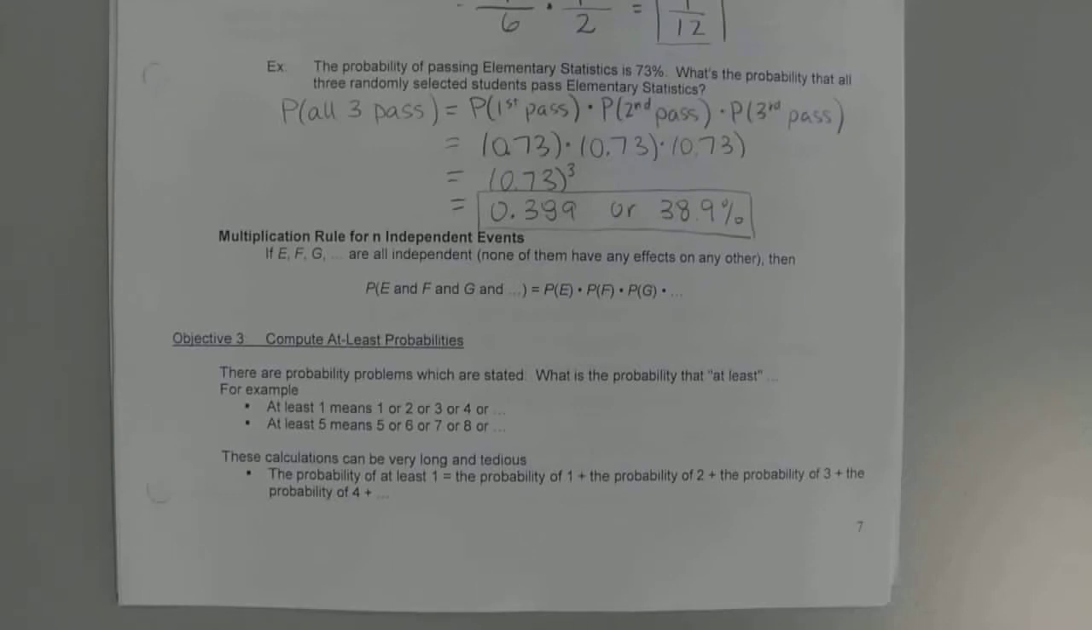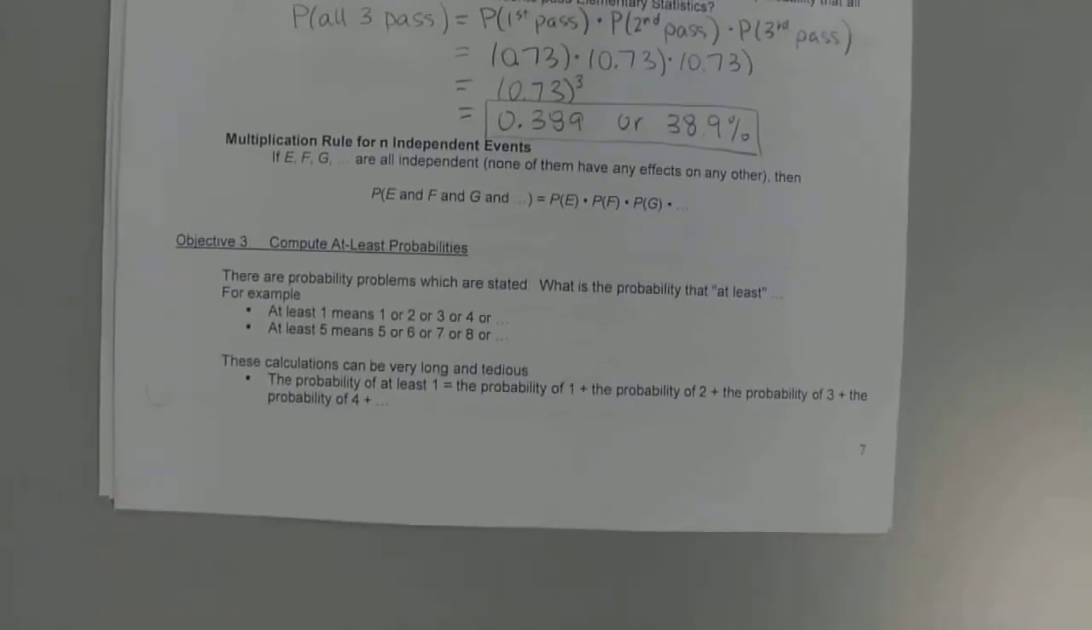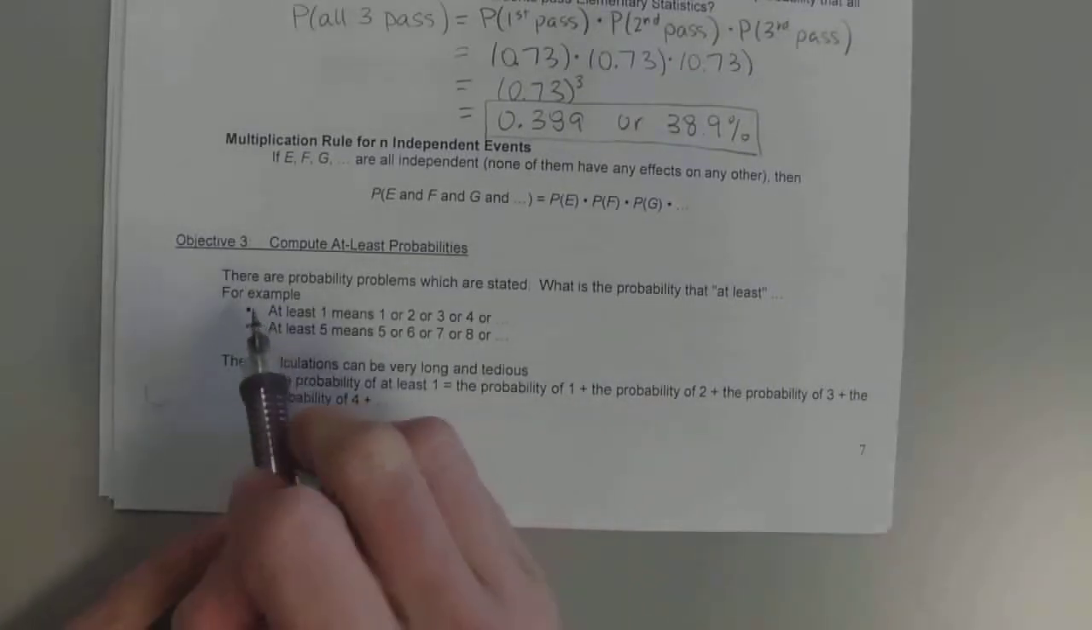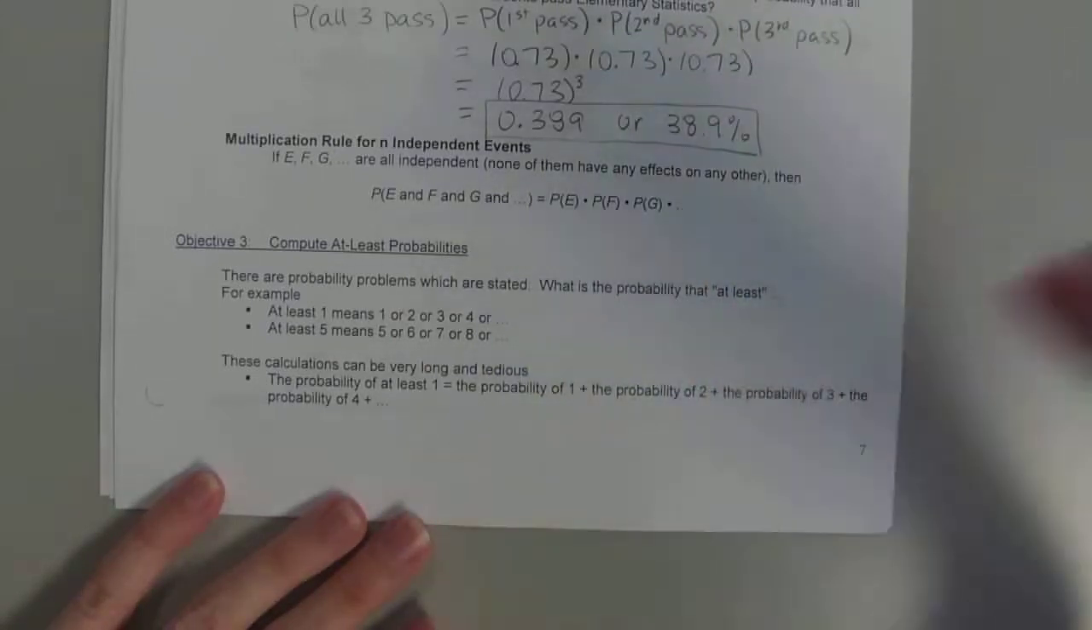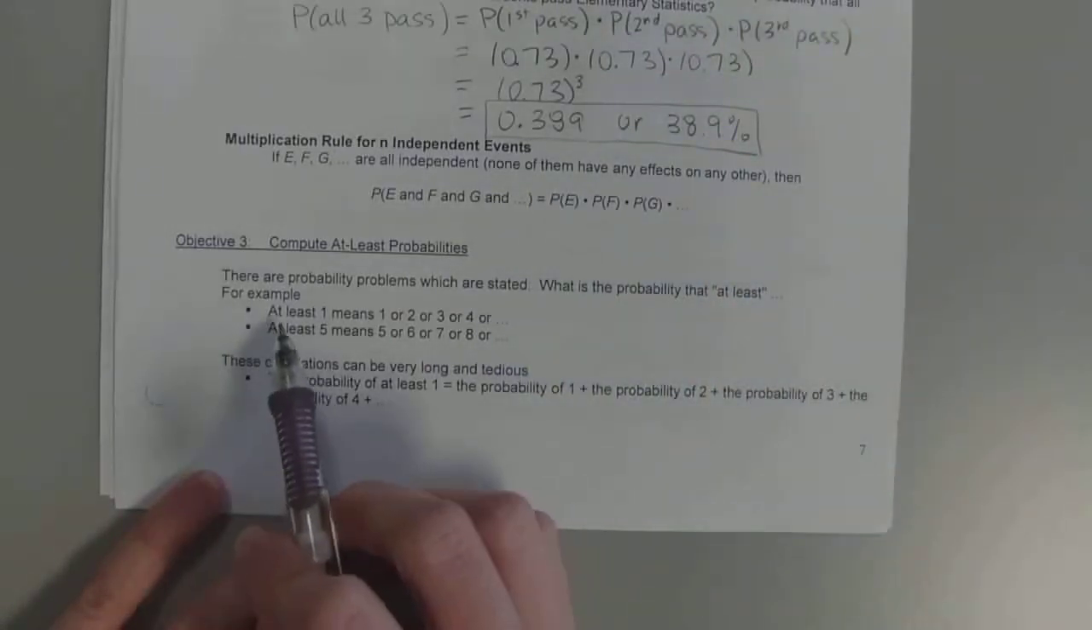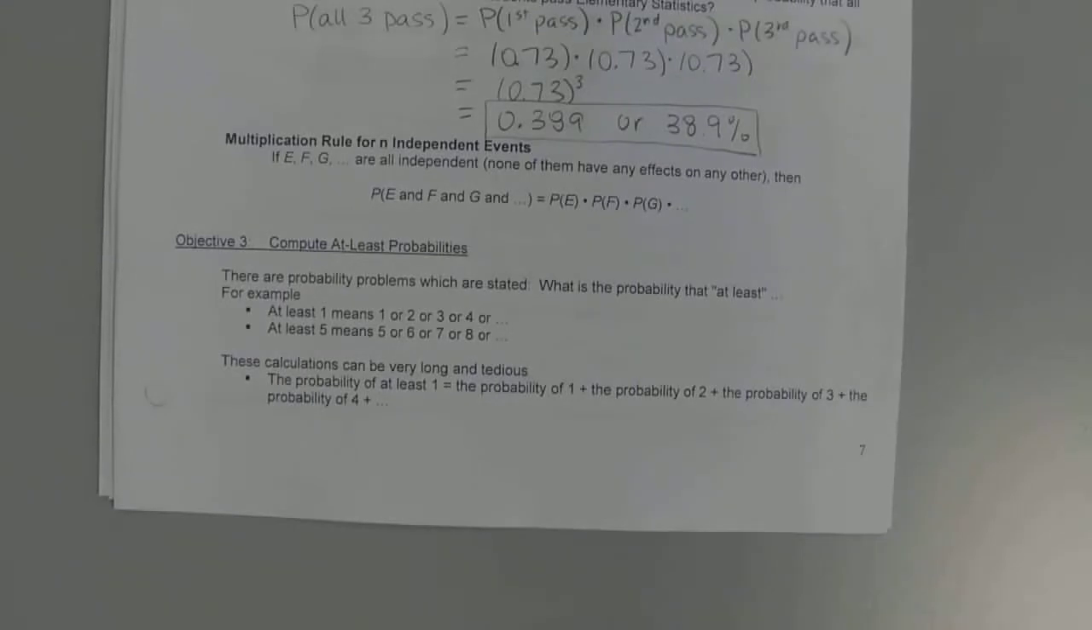But what if I want to know the probability that at least one of you passes? Well, that's a little bit harder to figure out. So that's objective 3, okay? Objective 3 says compute at least probabilities. There are probability problems which are stated: what's the probability that at least blah, blah, blah? For example, at least 1 would be 1 and above, right? At least 5 would mean 5 or above.